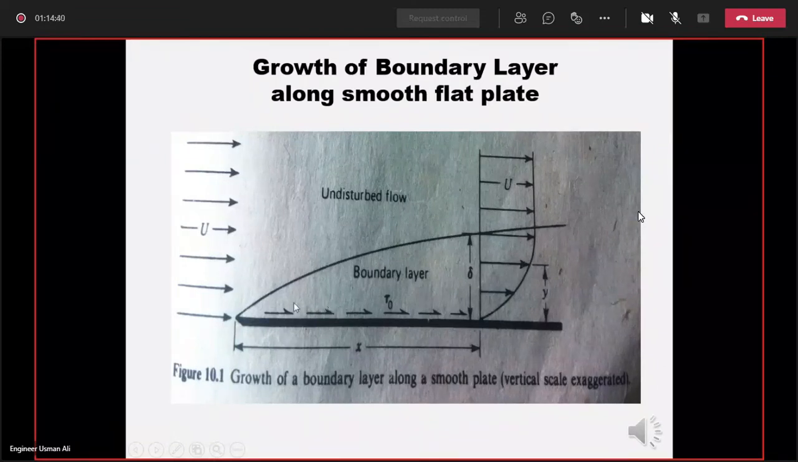Now, the leading edge of the plate has a sharp edge. There is a sharp edge at the leading end of the plate, and this sharp edge is kept to have the smooth entry of the fluid on the plate.